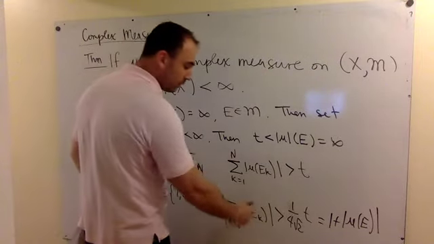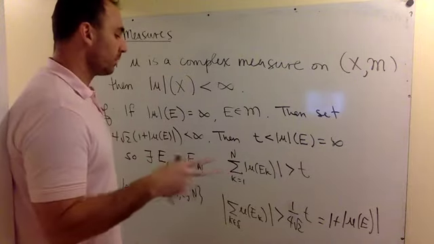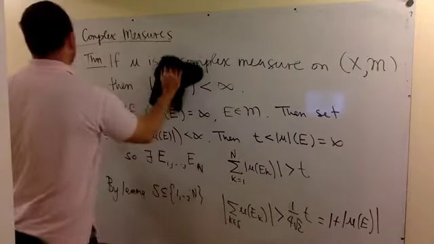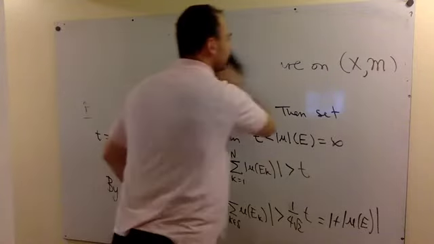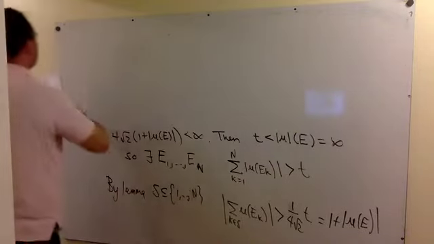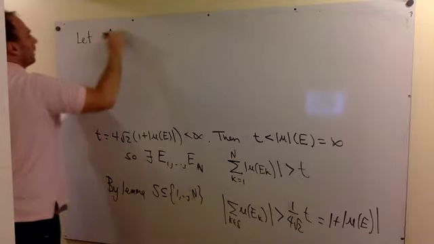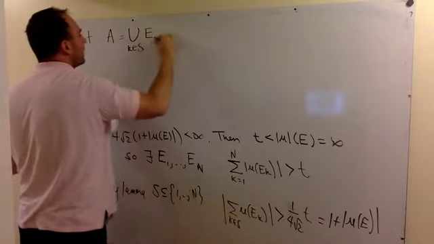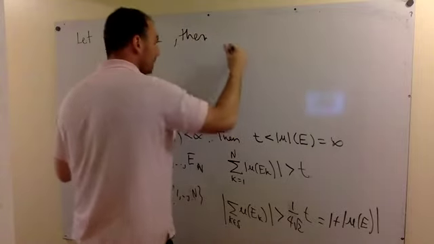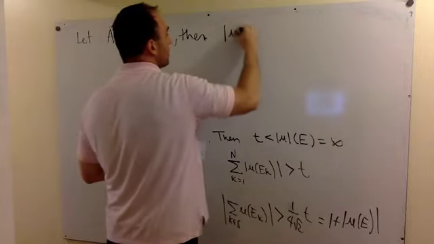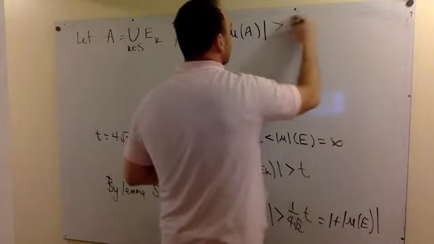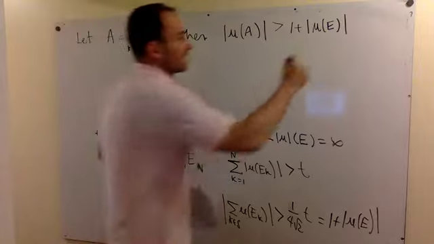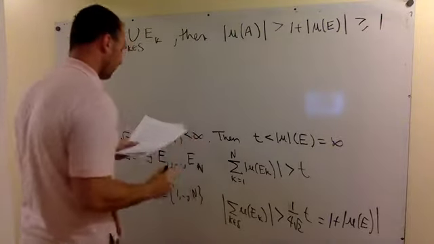So what I'm going to do is I'm going to take the union of these Ek for k in S, and that's going to be a set I'm going to call A. So we'll let A equal the union over k in S of Ek. Then what happens is this just gives me the measure mu of A. This is greater than 1 plus the measure mu of E. Okay? Notice that's greater than or equal to 1. That may be 0, but that's greater than or equal to 1.